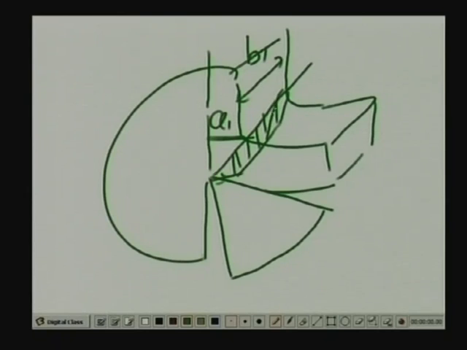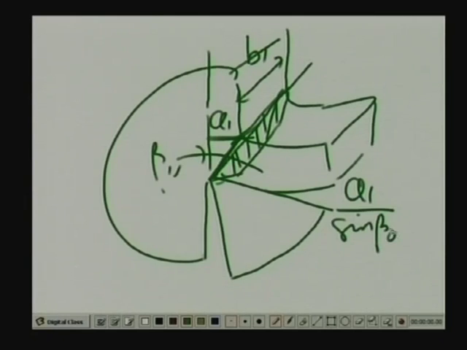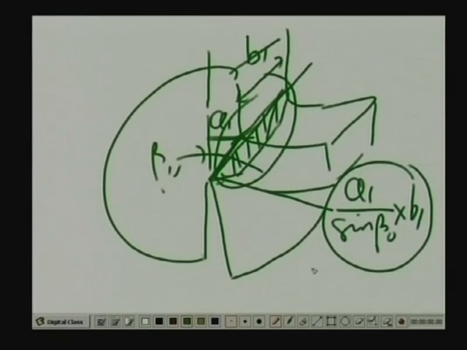Now, this area is equal to this multiplied by this. So, this is B, this is A, and this is beta O. So, this length is A1 divided by sin beta O, and this length is B1, that multiplied by B1 is the shear area along which slip takes place. So, this is AS.